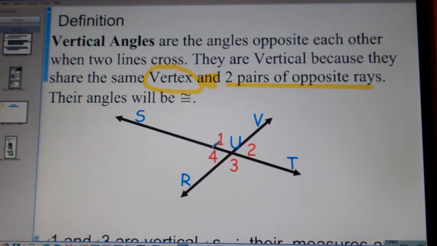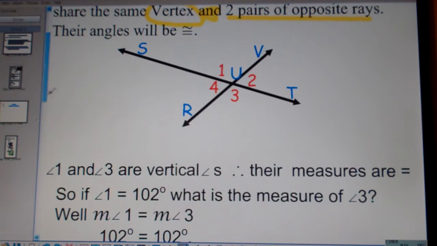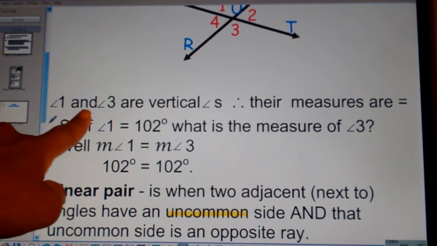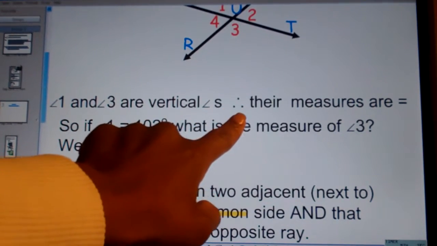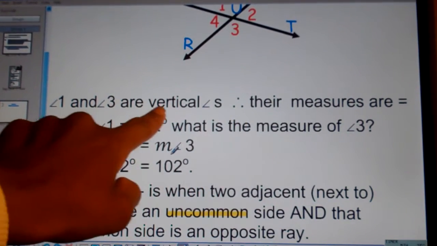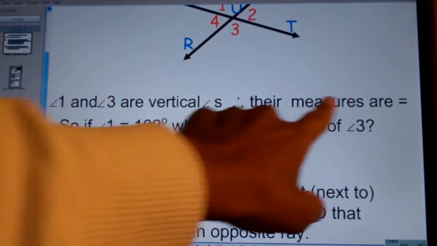So that means that angle 1 is the same exact measure as angle 3. They are congruent. They are opposite and congruent. So here we have it. Angle 1 and angle 3 are vertical angles. Remember the symbol for angles and the three dots, therefore. Angles 1 and 3 are vertical angles, and therefore their measures are equal.